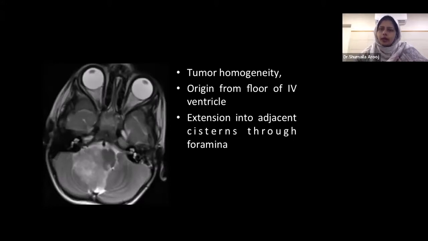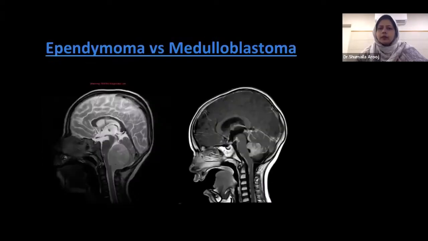Whenever you are trying to shortlist your differentials and differentiate between an ependymoma and a medulloblastoma, you have to look at the signal intensity and the homogeneous characteristics of the tumor. The origin is mostly from the floor of the fourth ventricle, although the patients who present to us have large masses, and we can't discriminate whether the mass is arising from the floor or the roof. Still, the typical presentation is from the floor, and it has extension into adjacent cisterns through the foramina.